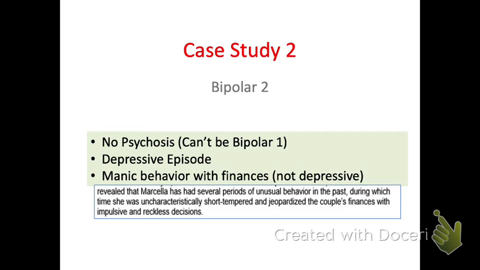It's not bipolar 1 because in bipolar 1 you have to have psychosis, which she does not. She did have a depressive episode, and she's showing manic behavior with the finances. The last sentence says she was uncharacteristically short-tempered and jeopardized the couple's finances with impulsive and reckless decisions. That was the mania, and obviously the case study mentions a depressive episode. Did everybody put bipolar? Okay, all right.